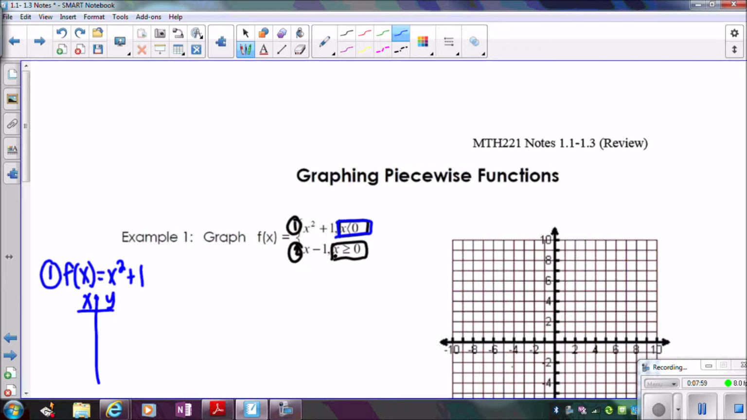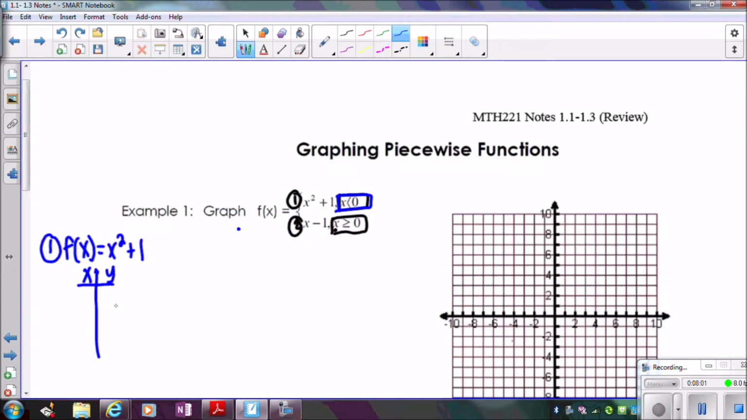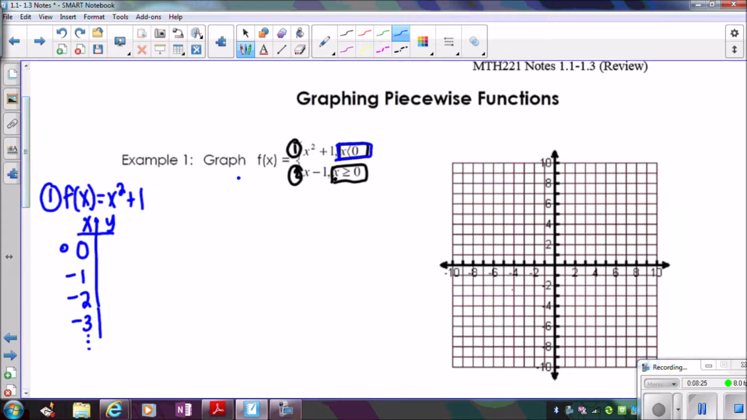So what that means is when I start my table for my graph, I need to start at 0. I'm going to put an open circle at 0 though, because I don't want to include 0, but I want to go all the way close to 0. And then I need all the x values that are less than 0. So -1, -2, -3, and so on. So we'll start with that and we'll see if that looks like enough.